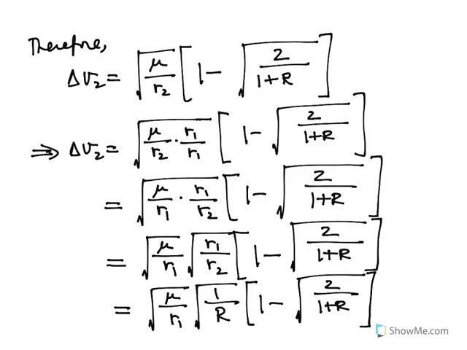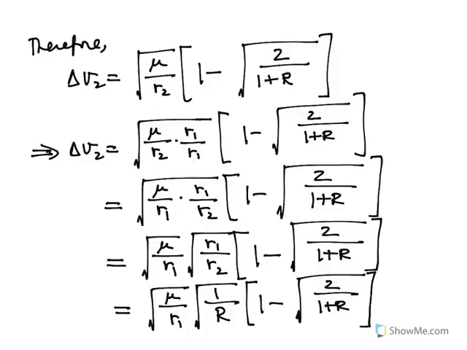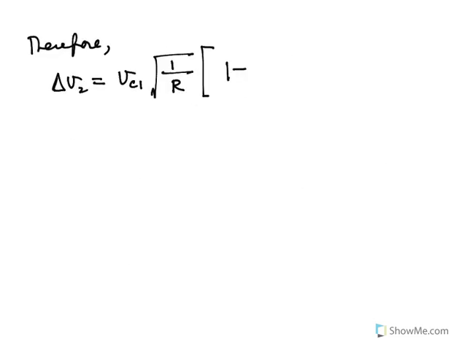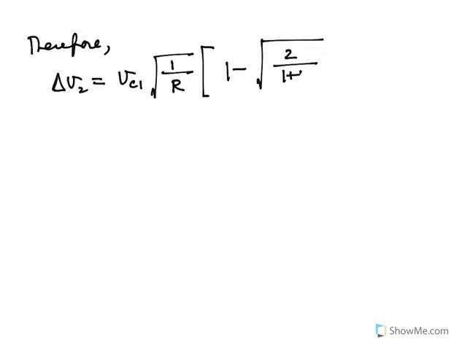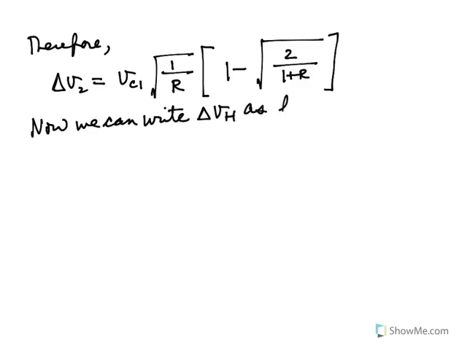So now I have it in terms of this circular speed vc1. Therefore, delta v2 is equal to vc1 times the square root of 1 over r times 1 minus the square root of 2 all divided by 1 plus r. So now you see I have it in terms of what I wanted. So now we can write delta v Hohmann as follows.